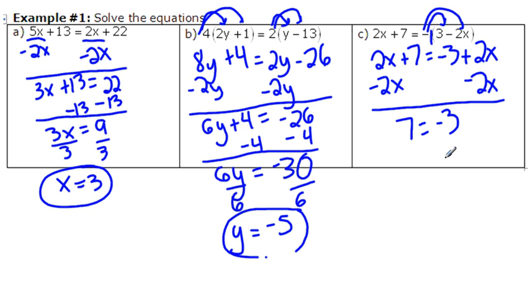If your variable disappears during your equation, they cancel each other out, and you're left with two numbers. If the numbers are not the same on either side of your equal sign, we say this has no solution.